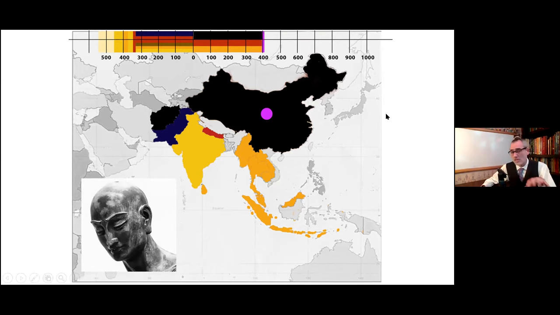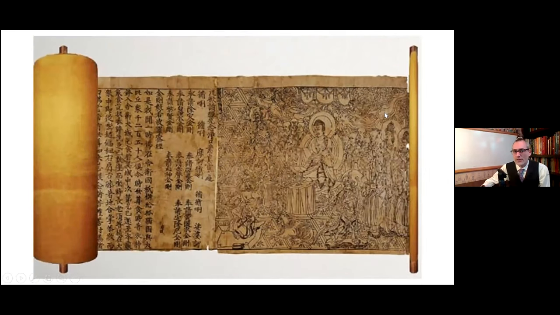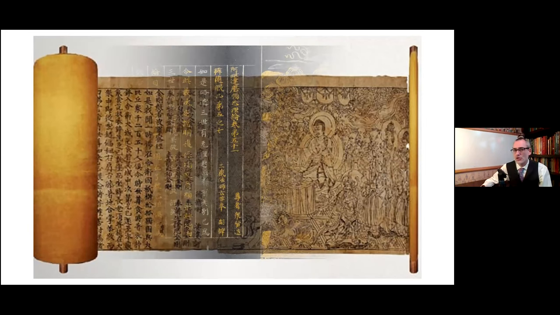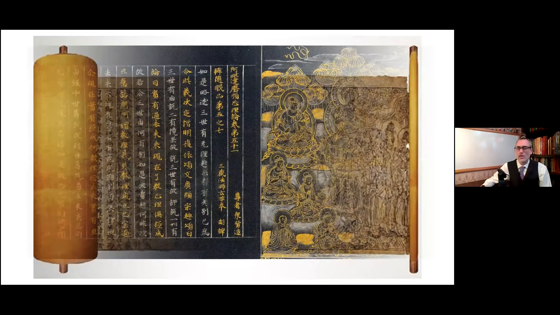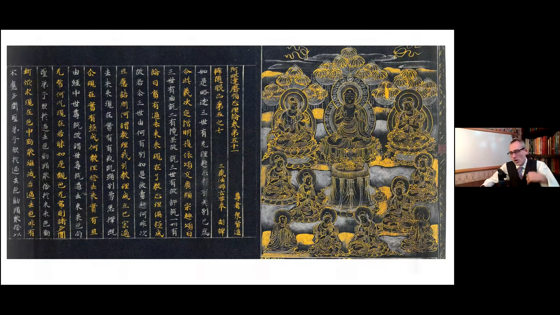So this is a statue. We don't know what he really looked like, but there are reports that he was quite handsome. Kumarajiva is important for the story because he's a translator. He's very famous for translating all of these Buddhist sutras, like the Diamond Sutra, the Lotus Sutra. He translated all these into Chinese.